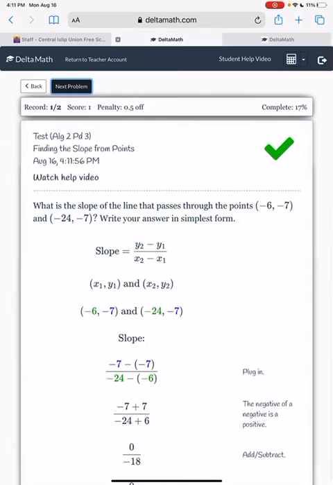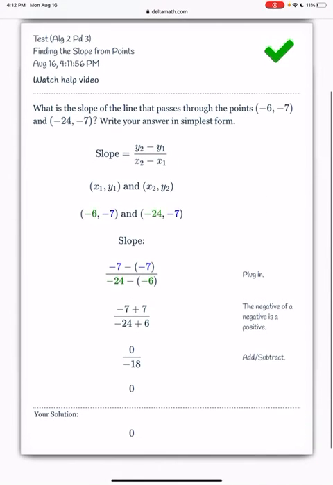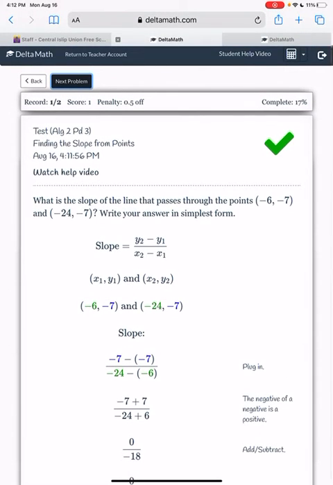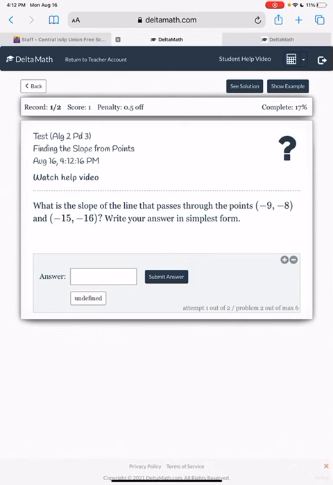So I did get it right. My answer was 0. So you can see the green check mark. Also, you can see the record. You've done 1 out of 2 problems correctly so far. And they also show you how you should have done the problem and the correct answer. So the solution's there. Then if I hit next problem, hopefully this will be a fraction.